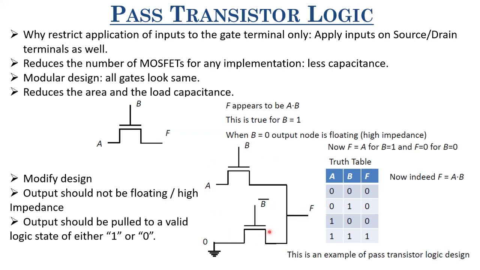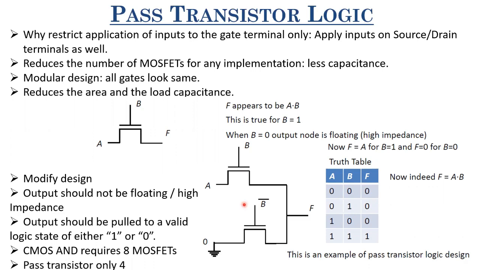So this two transistor circuit represents A dot B. We have been able to realize this AND gate using only 2 MOSFETs. And if we also include this inverter, from which we obtain B bar, there are a total of 4 MOSFETs, right? However, in a static CMOS logic implementation, we'll require at least 8 MOSFETs.